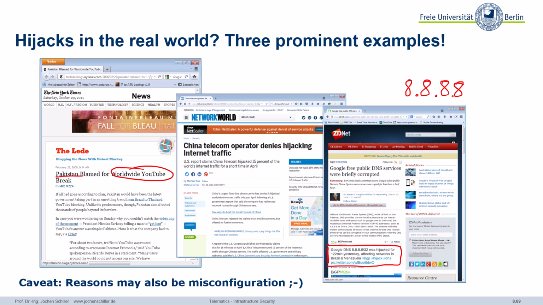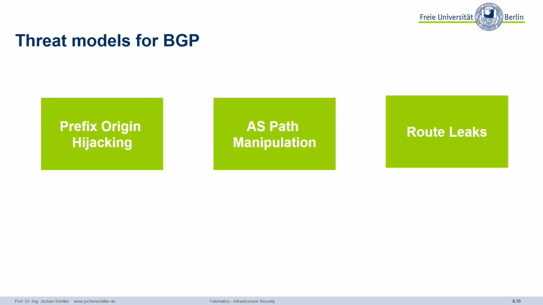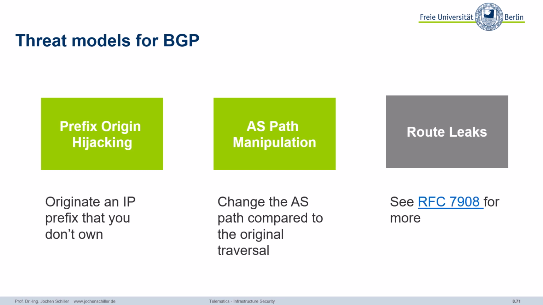So what can happen to BGP? So what is the threat model? Three issues. One is called prefix origin hijacking, one is path manipulation, and one are route leaks. What does it mean? Prefix origin hijacking. The first we'll have a deeper look at.